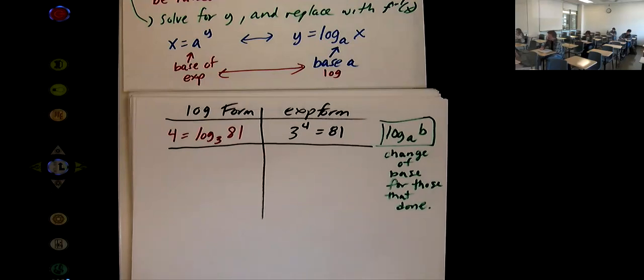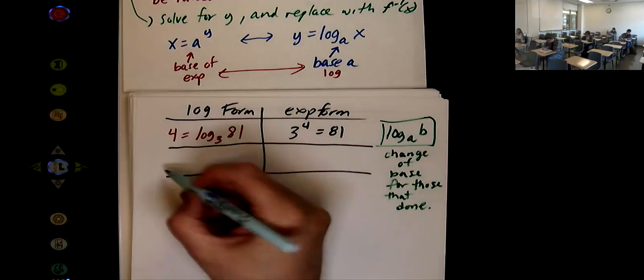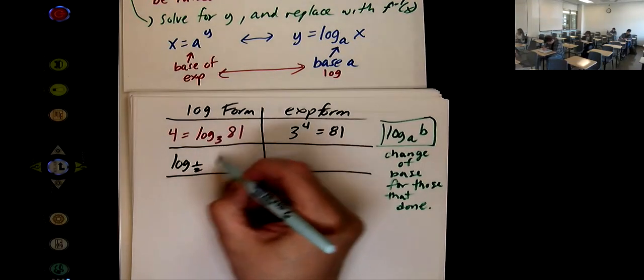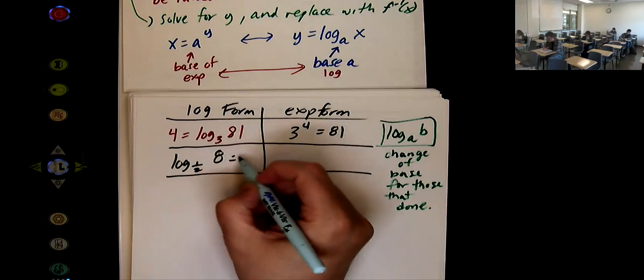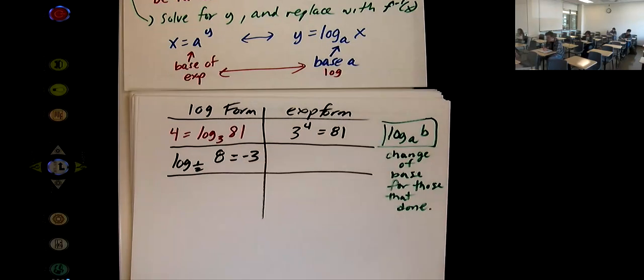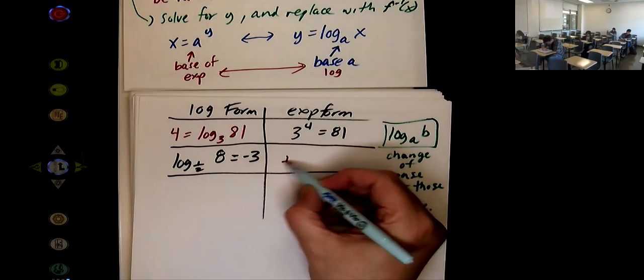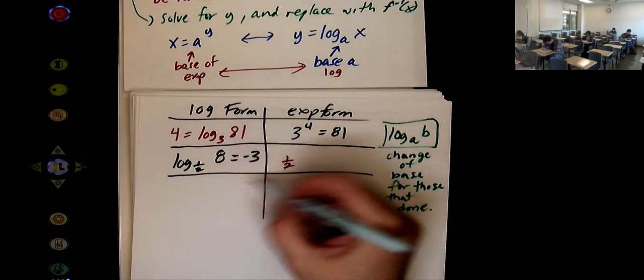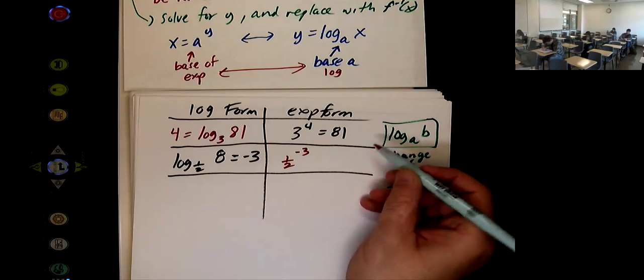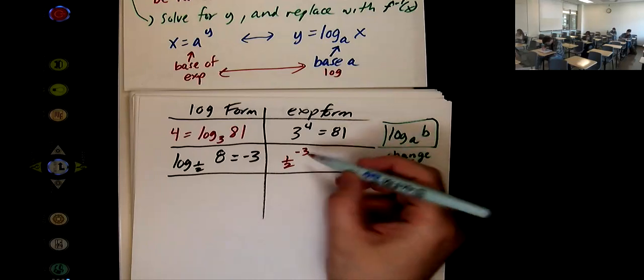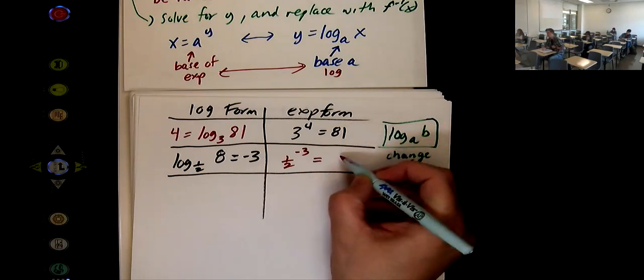And we can go the other way. We could start with log base 1/2 of 8 equals -3. I want to go the other way. The base is the base of the exponent. The value on the other side is the exponent. And whatever the argument is of the logarithm goes by itself.